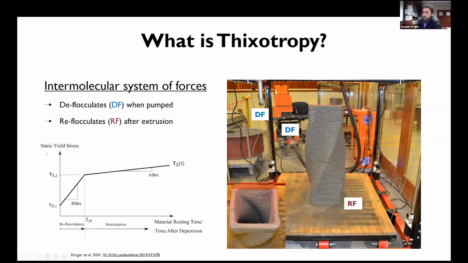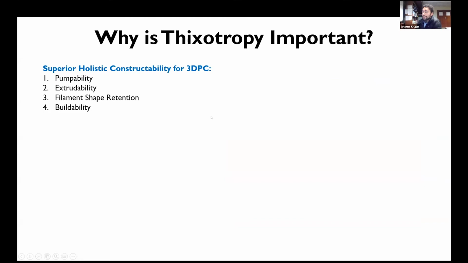Now, in terms of how we quantify this, I developed this model as part of my PhD, which essentially summarizes what I said. You start with your dynamic yield shear stress, and it reflocculates all the way to the static yield shear stress, and then there's the structuration rate, commonly referred to as A-thix, which is influenced by, amongst many other things, the accelerator. If you have a concrete that sets very fast, your A-thix will typically be much steeper, and vice versa. So why is thixotropy important?